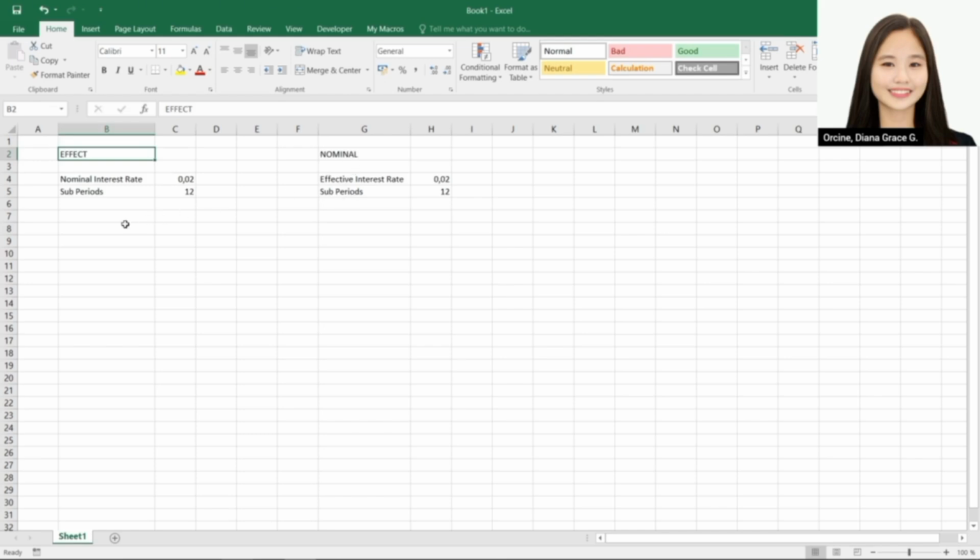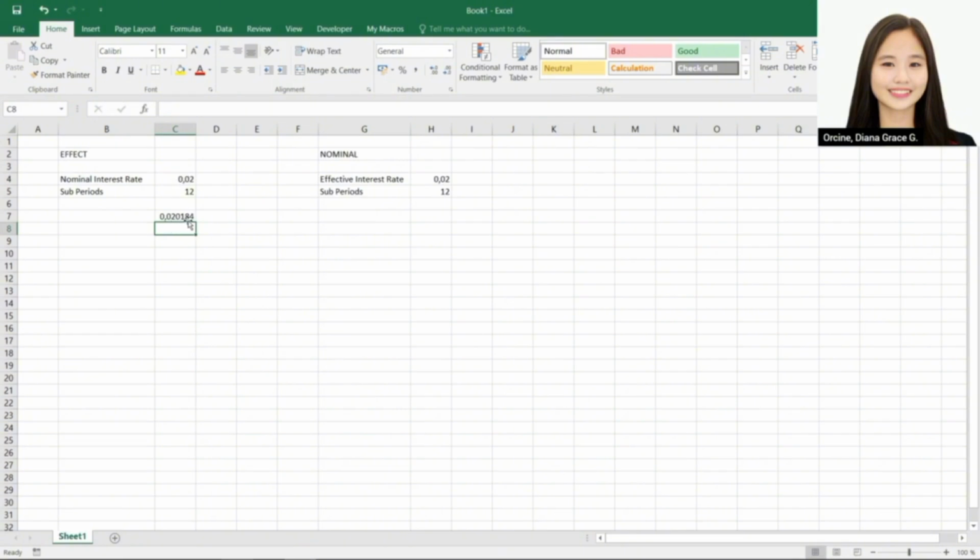So the first step, we must convert the nominal annual rate into the effective annual rate. Here, start with the effect, and put the nominal rate, which is 2%, and the number of sub-periods, which is 12 months. These sub-periods represent the 12 months of a year, or 365 in days. So we get the higher value, which is 2.0184. It is higher than the given interest rate.